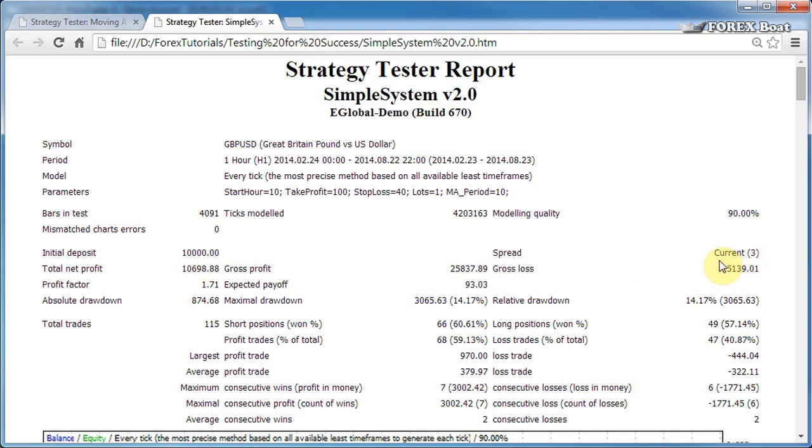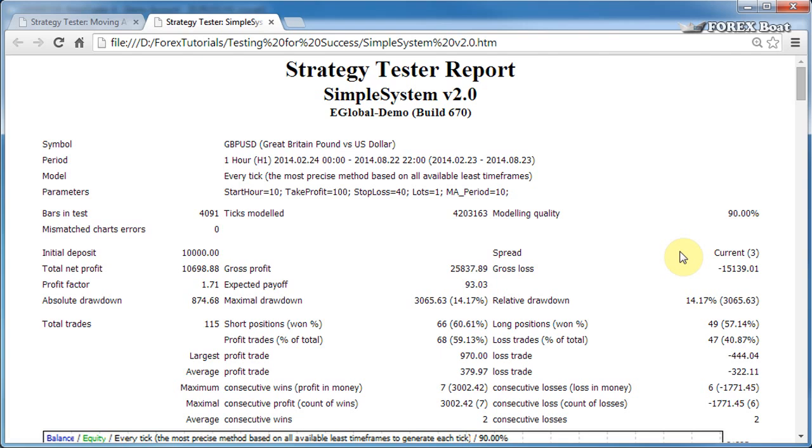The spread is the spread at which the test was conducted. In this case, it says current 3, meaning that I chose the current spread. However, I would like to warn you that you should be careful when choosing the current spread, because sometimes brokers increase their spreads for the weekends, and if you're running your test on the weekend, then you can find yourself in a situation when you're running a test with a spread of 7 for a currency pair that on average during the week has a spread of 4.